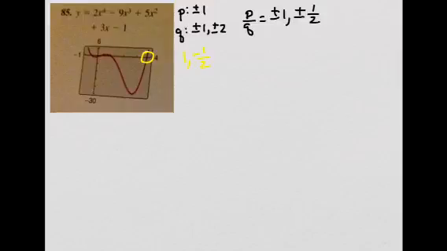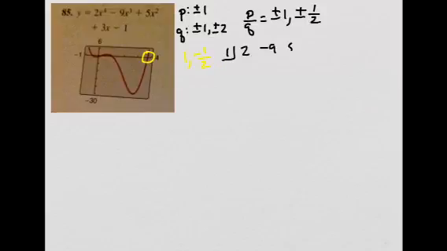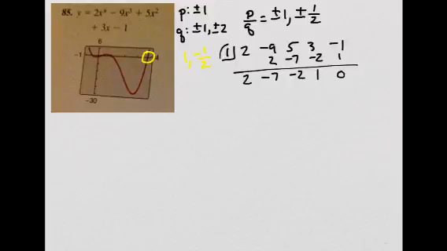So I'm going to start with 1. So 1, and that gives me, I'll put the numbers here, 2, negative 9, 5, 3, negative 1. So bring down the 2, negative 7, negative 2. Okay, so it worked. I'm going to try negative 1/2, because it looks like it's a 0 based on the graph. It could be. So I'm going to try negative 1/2.